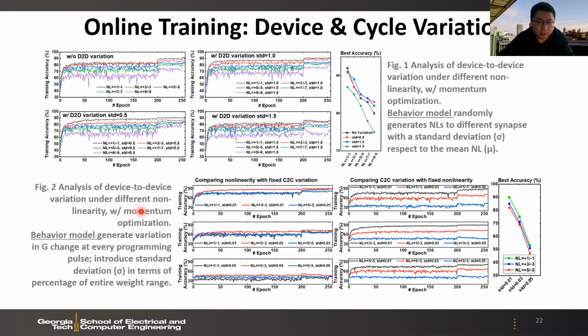But the cycle-to-cycle variation, if it's small, then it's okay. But if the cycle variation is too significant, then the training accuracy will be degraded, because it's more like a random update instead of the deterministic update predicted by the gradient.